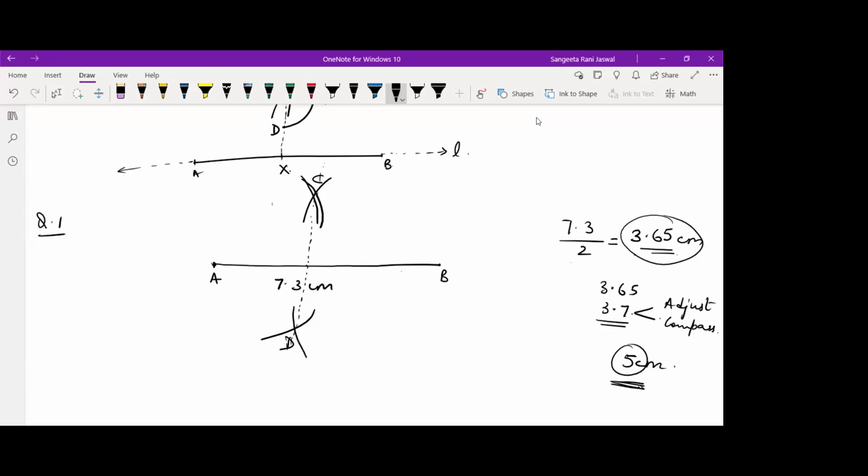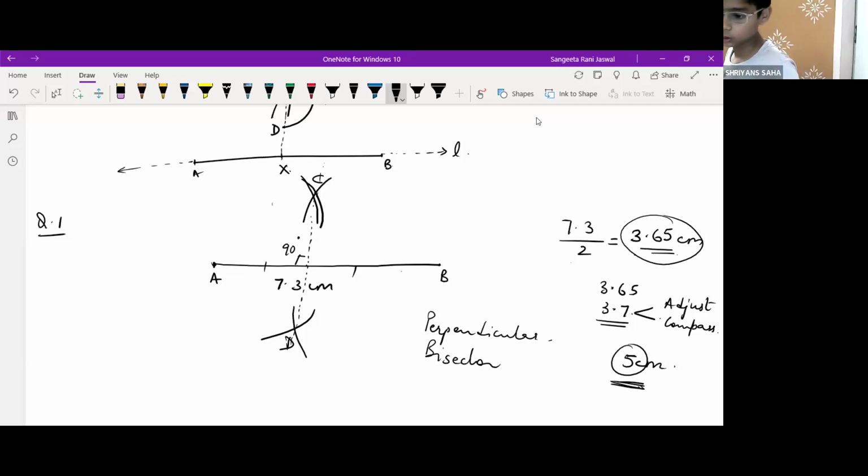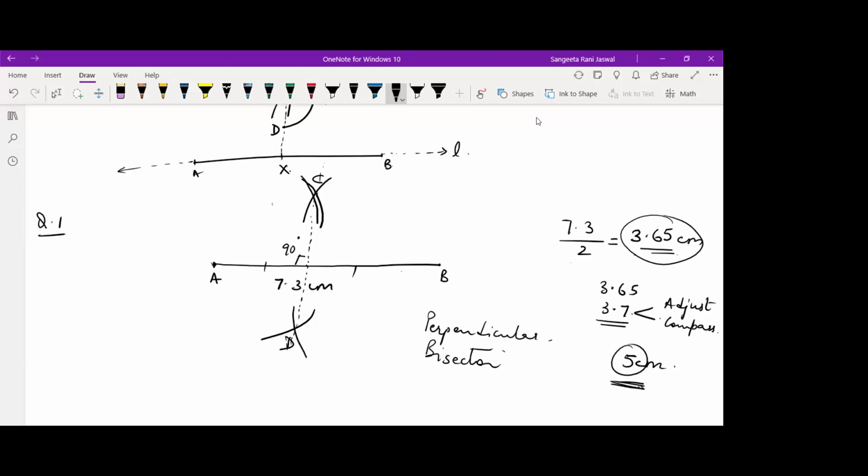Okay, the first half and the second half both are equally divided now. So if this angle is 90 degrees, that means it is perpendicular. And when it is dividing into two equal parts, that means it's bisecting also. So it is a perpendicular bisector, right? Yes or no? Yes, it's a perpendicular bisector also, and in other words, we can say it is an axis of symmetry, right?